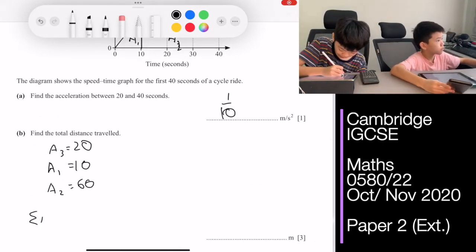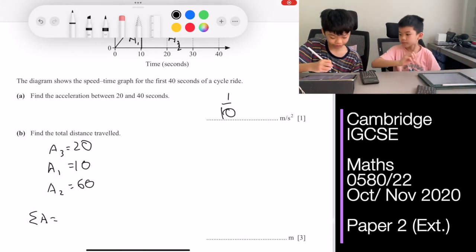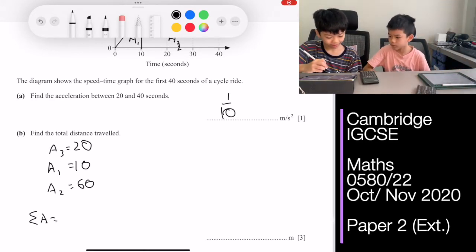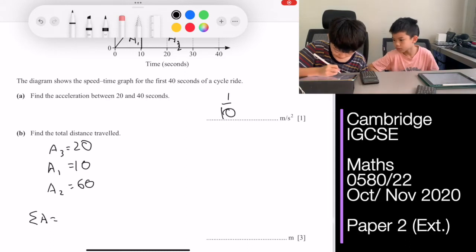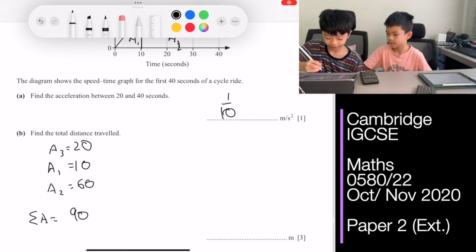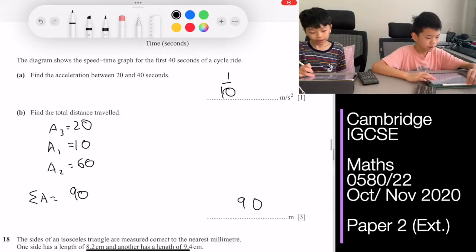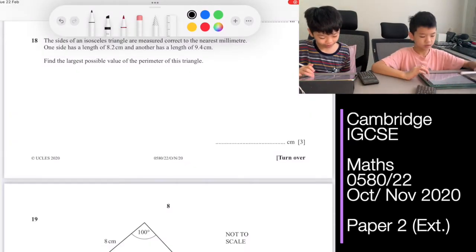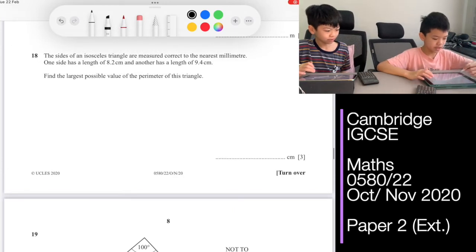So the sum of the areas, the total, using mental math again, we can find as 90. Big brain math. Okay, question 18.